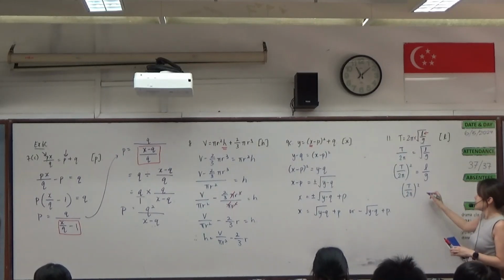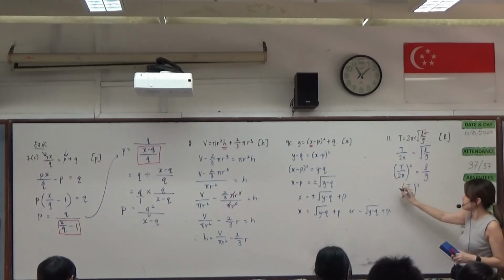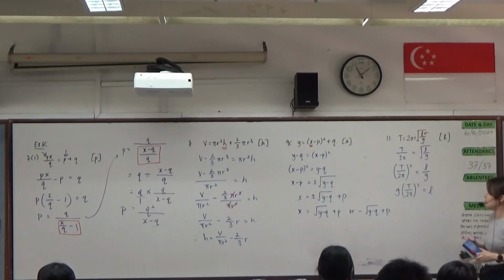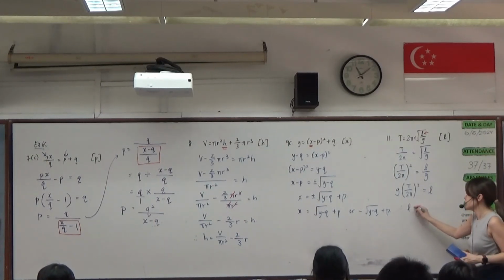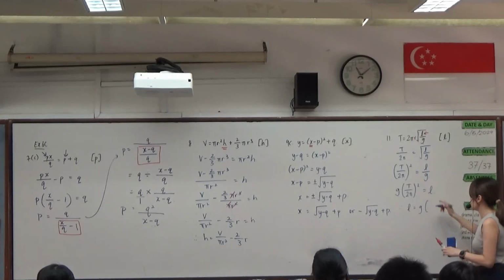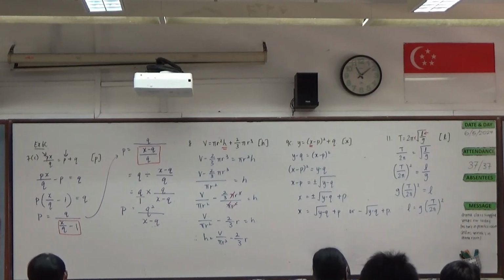as this. So I need to have L alone, so my G needs to be brought over. So I need to multiply my G over to the left. Therefore, I will get L equals G times T over 2 pi bracket square. Okay.